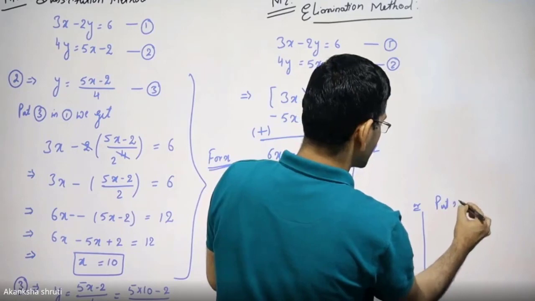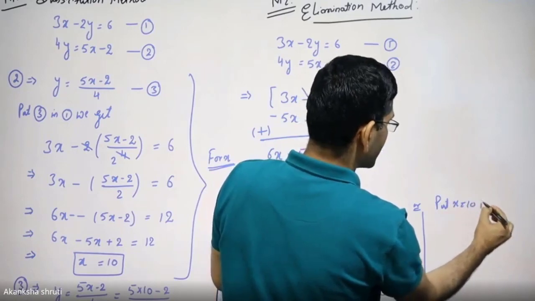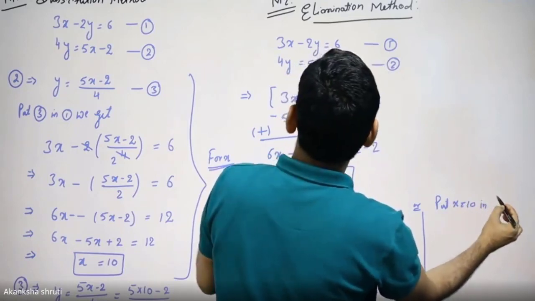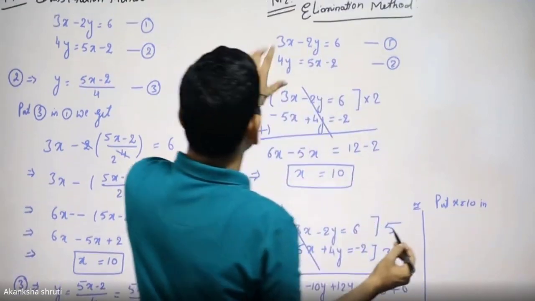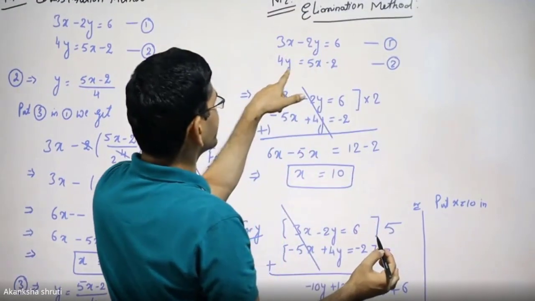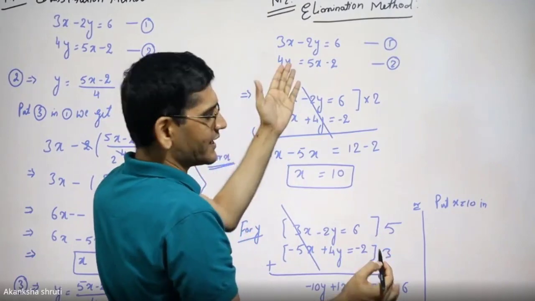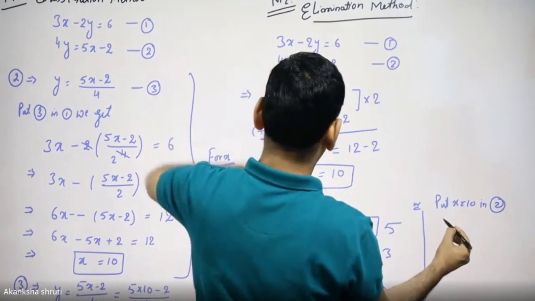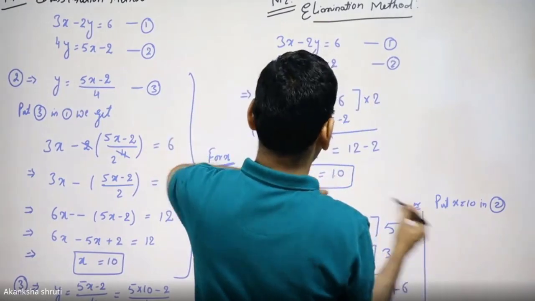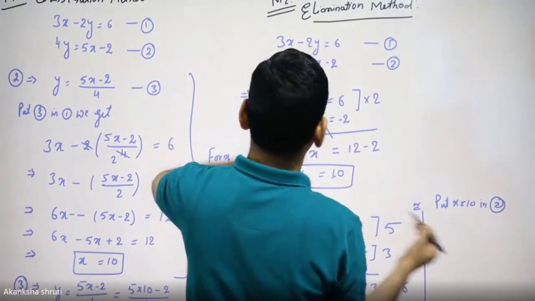Put x is equals to 10 in either 1 or 2, you can calculate it very easily. But again, if you look at where to substitute, y is directly on one side, so I will get y. So I will prefer equation number 2. So substitute wherever x as the 10 that we need to do.